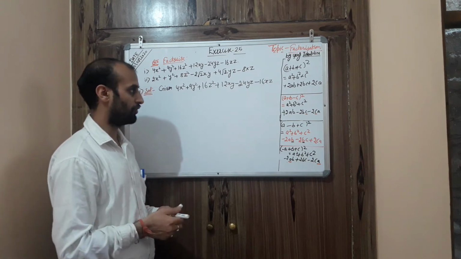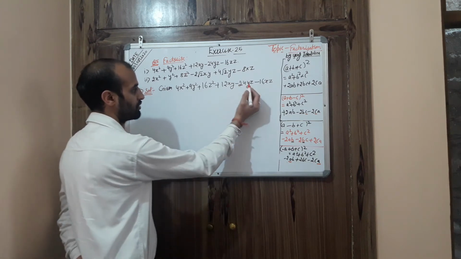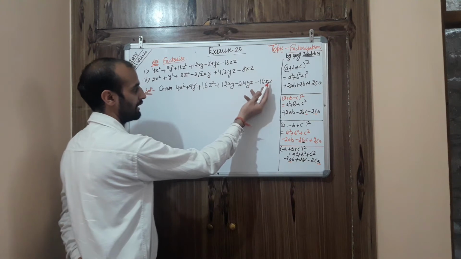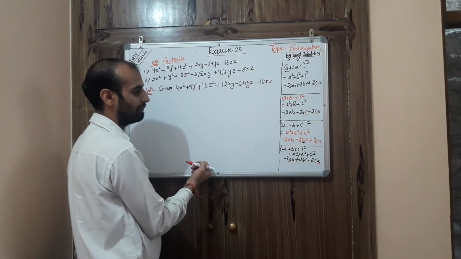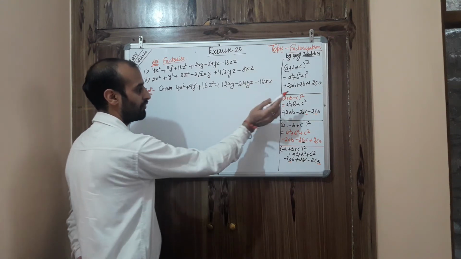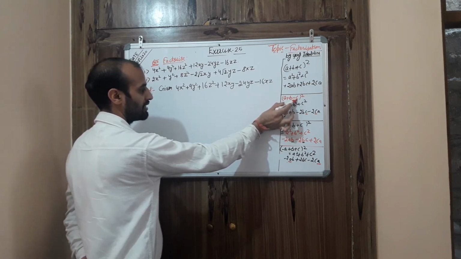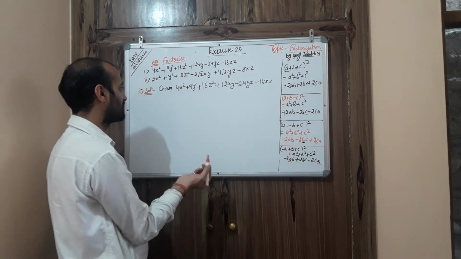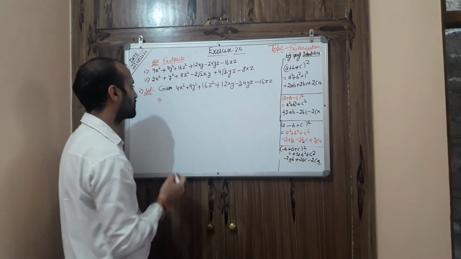Among the four, you can see here, my dear students, the second and third terms are negative. So it looks like the identity where the third term is negative. This is clear from the formula. So let's modify this question a little.